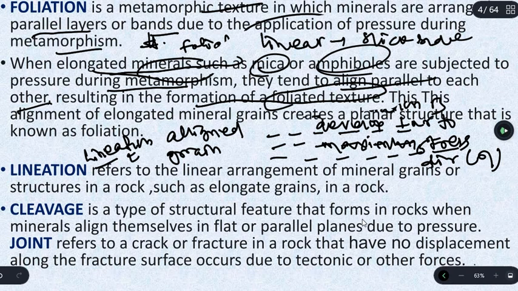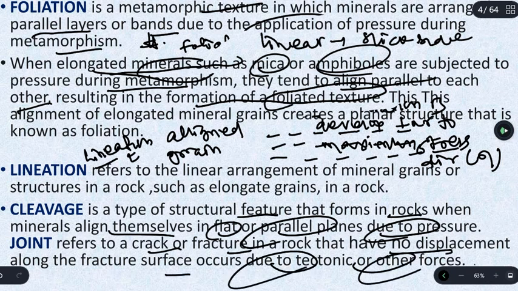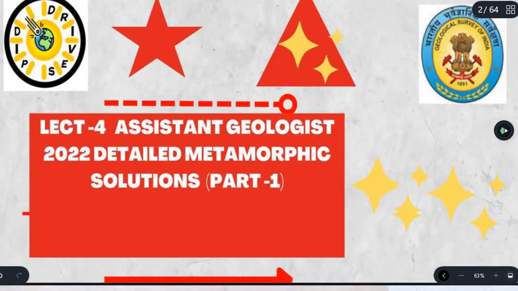So cleavage is a type of structural feature that forms in rock when minerals align themselves in flat or parallel planes due to pressure. Same thing अभी बताया था. Joint refers to a crack or fracture that has no displacement along the fracture surface, occurring due to tectonic or other forces. ठीक है? Fault has displacement and joint has no displacement. Okay? So इसका answer क्या होगा?